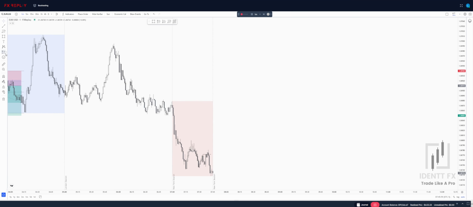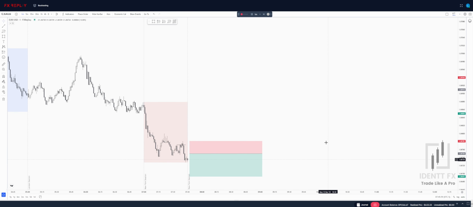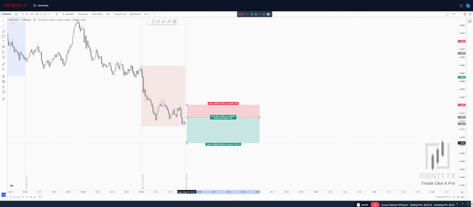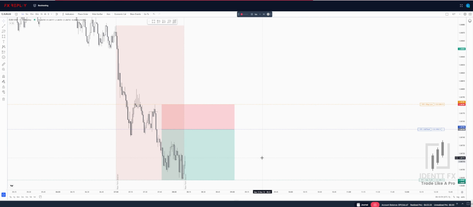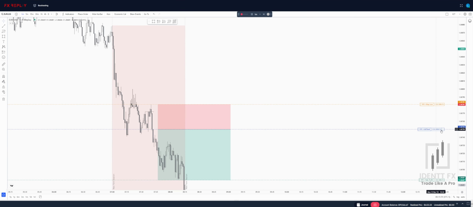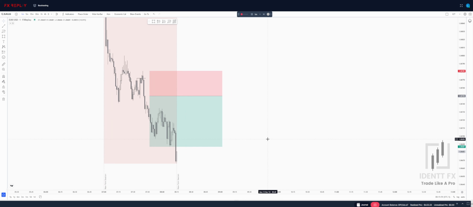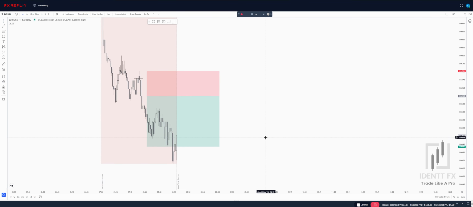So I would be more than happy to jump into a possible short right here in the extreme FVG. And our target would be a solid 1 to 2R. There we go. Let's place that order. And unfortunately, we did not get filled. So let's remove this order right here and wait for another possible setup to form.